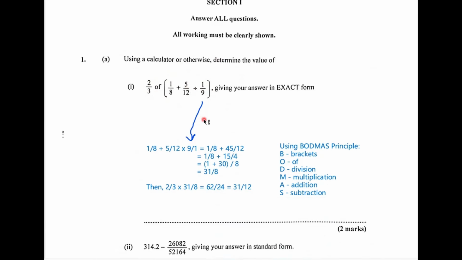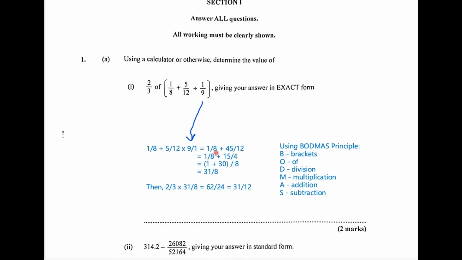Obviously, I will look at dividing before anything else within the brackets. So you're working on the brackets first, and within the brackets, we will divide. When you divide by a fraction, you flip and multiply. So it becomes 5 on 12 by 9 on 1. 5 by 9 is 45, 12 by 1 is 12. And we add the 1 on 8 to it.